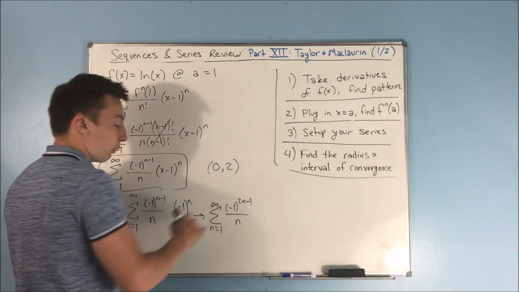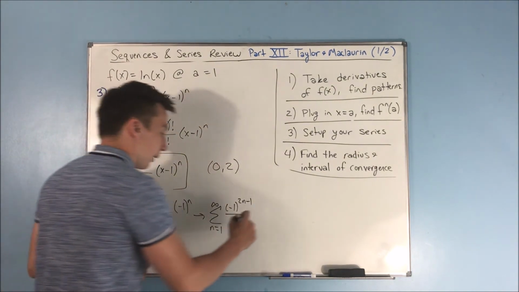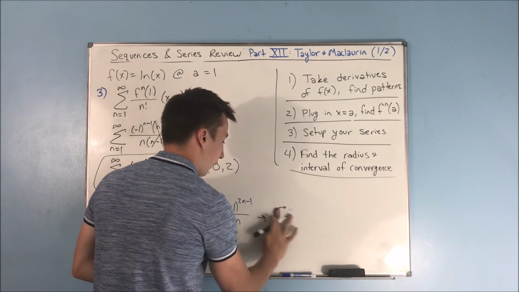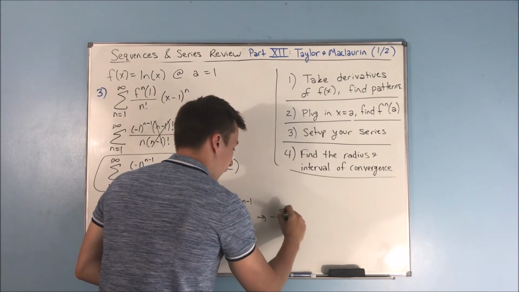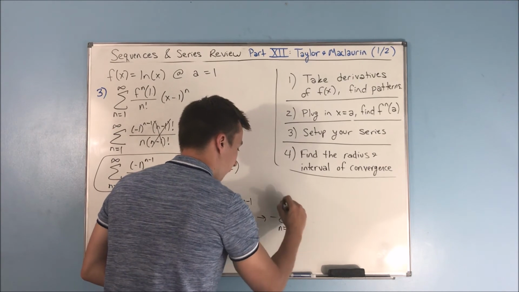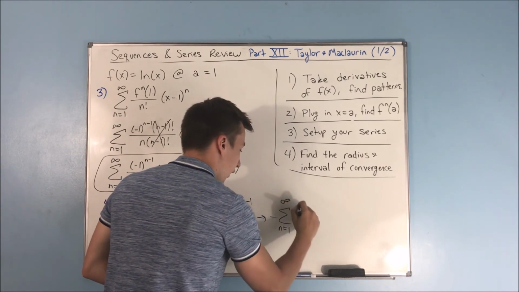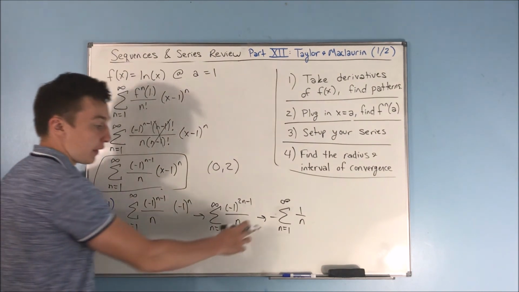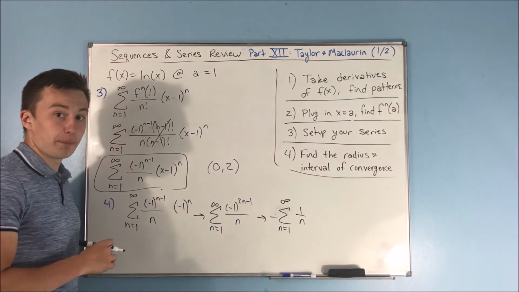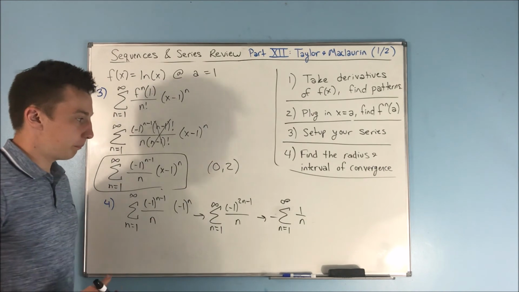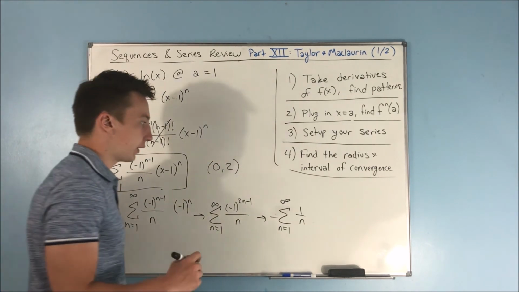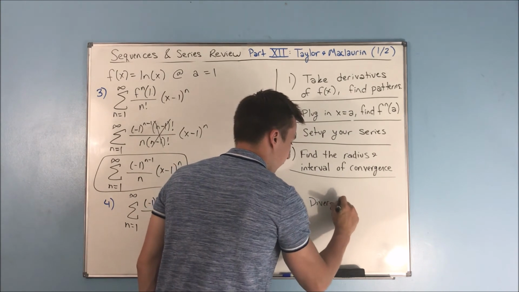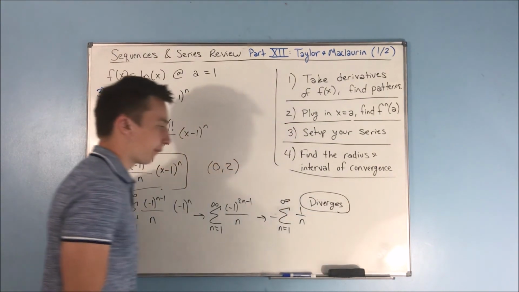So this negative 1 to the 2n minus 1 is basically the same thing as saying negative the sum from n equals 1 to infinity of 1 over n. I just pulled the negative out, that's why I have the negative there. And that's the harmonic series, and that diverges. So we're not going to be including 0 as an endpoint. That's what that tells us.